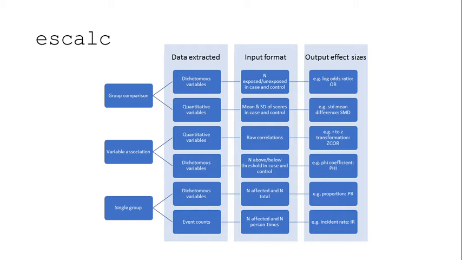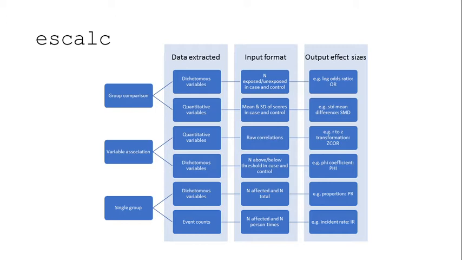I've laid it out in this table. So in the Metafor guide, it puts all this in order, but I've tried to lay it out in a kind of more easy to understand way. So you've got the different types of study. So you might have a group comparison, or associations between variables, or a single group to look at prevalence.